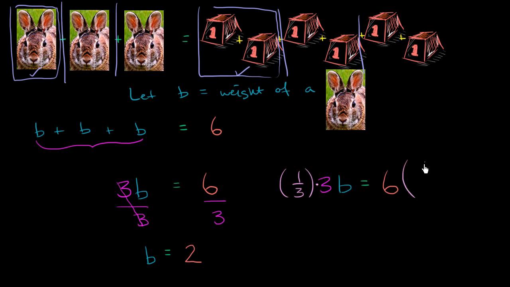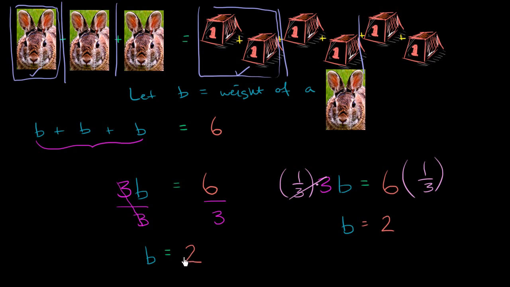And I'm using our new algebraic notation for multiplication. This is 1/3 times 3 times b. This is 6 times 1/3. Notice, multiplying by 1/3 is the exact same thing as dividing by 3. When you divide by 3, you are multiplying by 1/3. 1/3 times 3 is just going to be equal to 1. So you're just left with a b on the left-hand side. And on the right-hand side, you're left with 6 times 1/3, which is 2. You're left with the exact same thing.